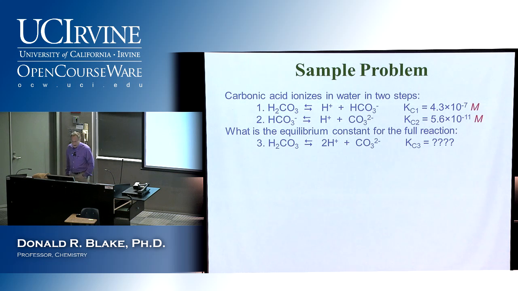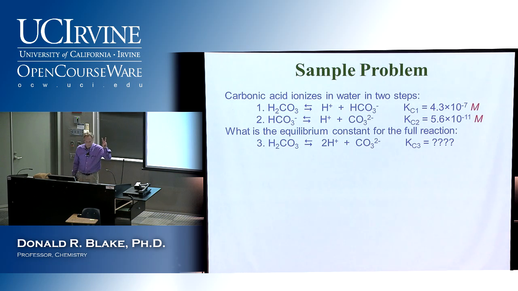Carbonic acid ionizes in water in 2 steps. H2CO3 in equilibrium with H plus and HCO3 minus, and that K sub C1 is equal to 4.3 times 10 to the minus 7 molar. The M's are red, it's just housekeeping. You don't have to put that down if you don't want to. Second reaction, HCO3 minus in equilibrium with H plus and CO3 2 minus, has a K sub C of 5.6 times 10 to the minus 11. What is the equilibrium constant for the full reaction?